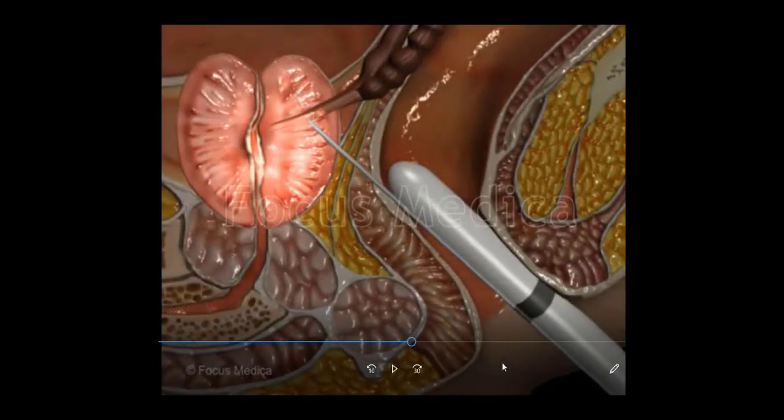So this is just a probe, and this is a needle attached, and it is introduced under ultrasound guidance to the prostate, and the biopsy cores are taken.